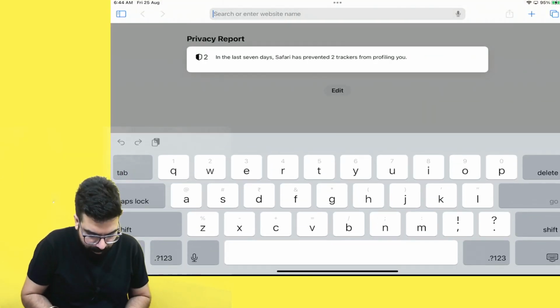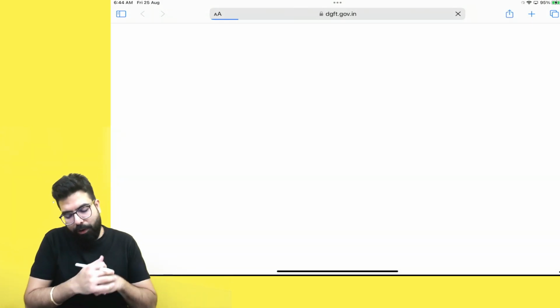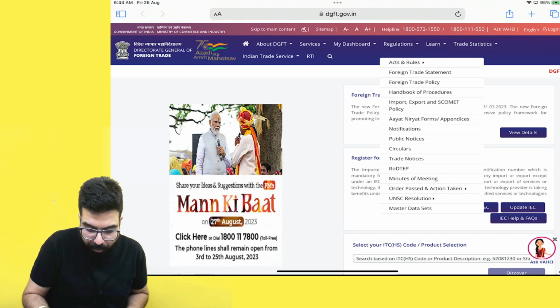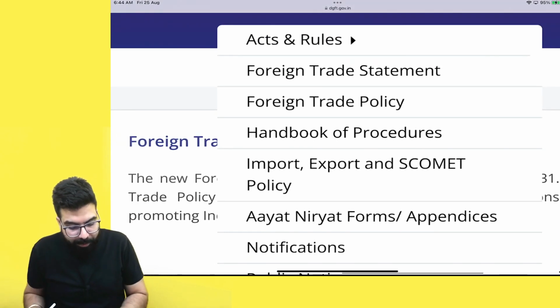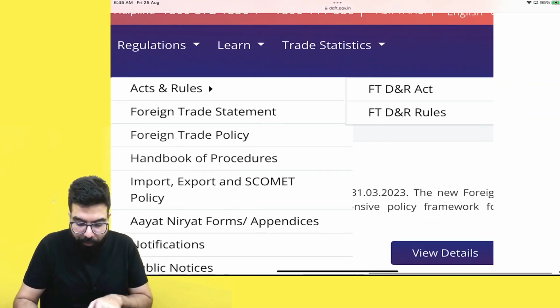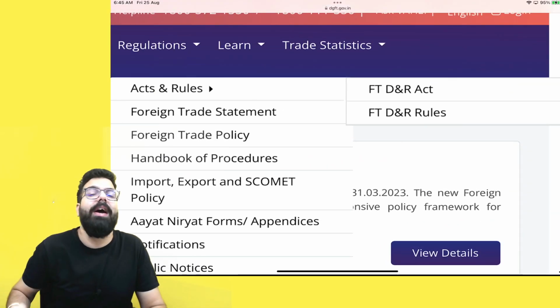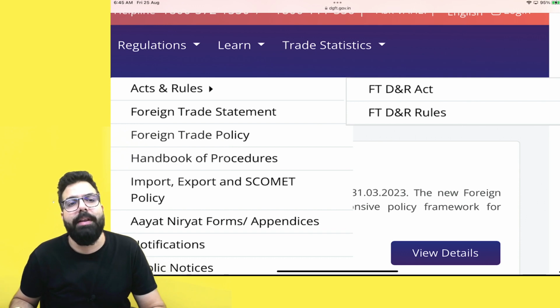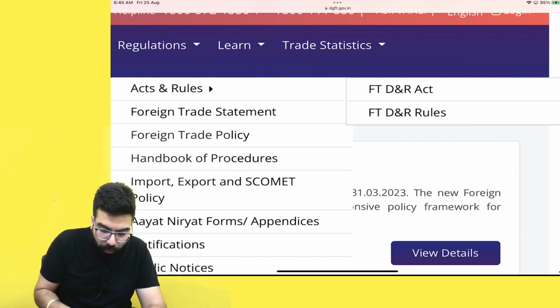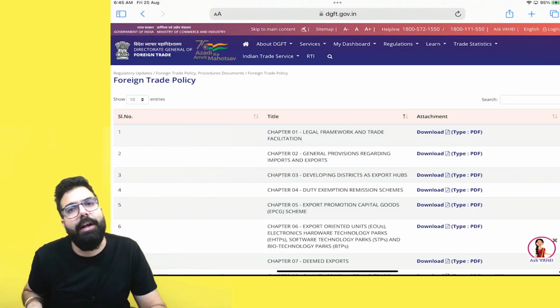ठीक है. DGFT का office, Director General of Foreign Trade का office. When you go to the DGFT का office, you will be able to see the Foreign Trade Policy का act is there. In the act, when you click, you will see Foreign Trade Development and Regulation Act. In this act, section number 5 gives the power to the government to make the foreign trade policy. And today, the foreign trade policy which is there now is the Foreign Trade Policy 2023.